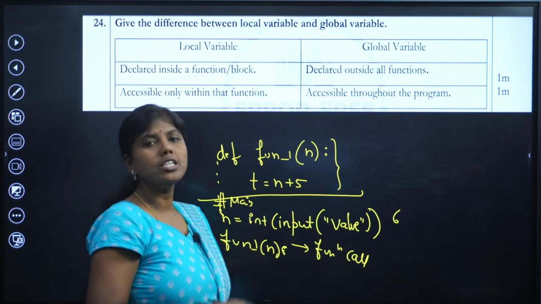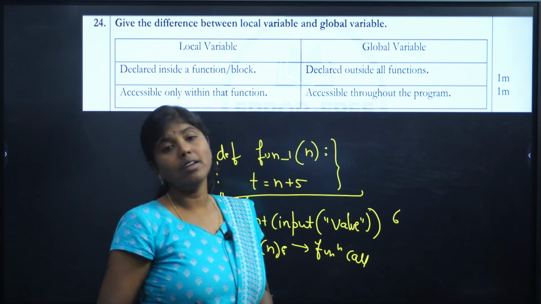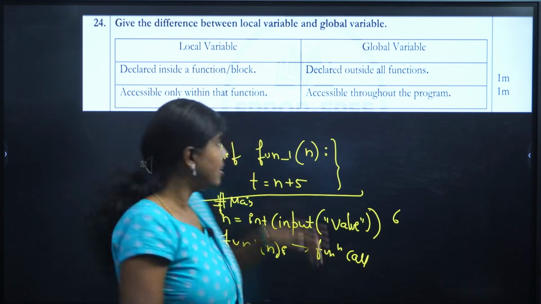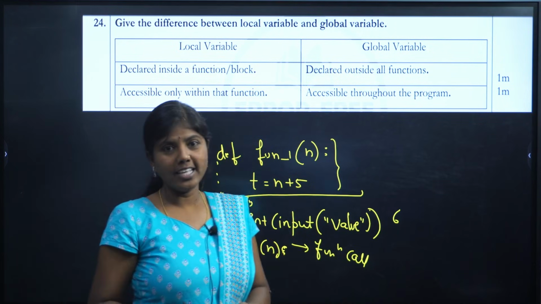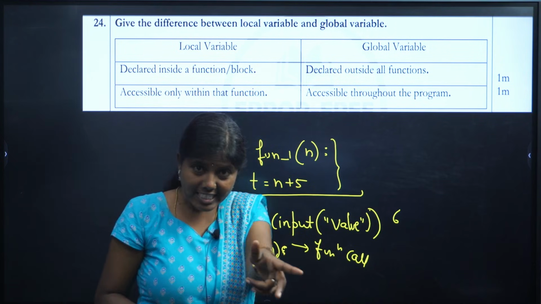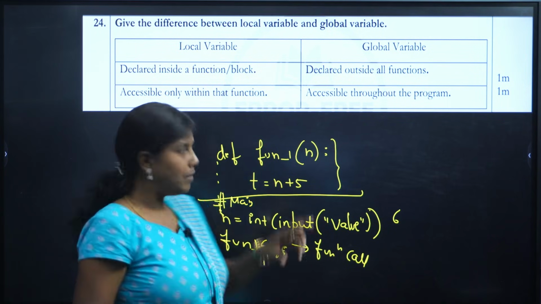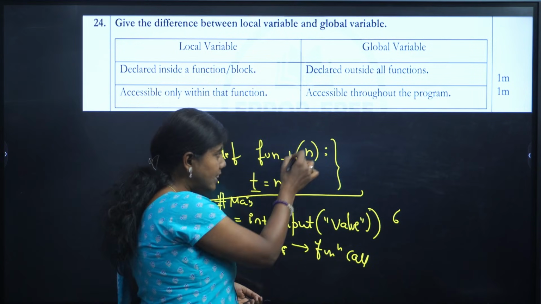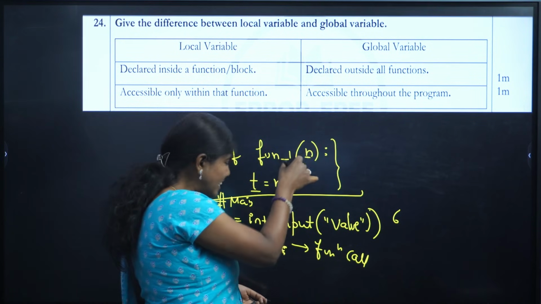Now the question is, let's be specific to this question now. What is a local variable and a global variable? A local variable is a variable declared inside the function or a block. A variable which is declared inside the function within a block becomes a local variable. Here, the example for a local variable will be t, and this is also part of this function only.